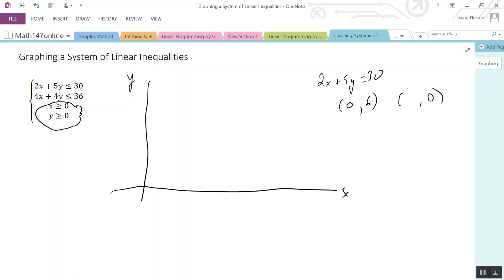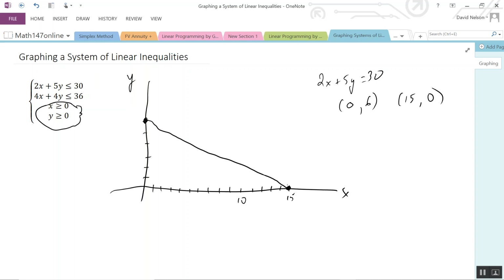And if I do a similar thing and find the x-intercept, if I put in 0 for y, oops, that's the x-intercept, x would work out to be 15. And so this line is going to connect 6 on the y-axis and 15 on the x-axis. All right, so the line 2x plus 5y equals 30 connects those 2 points. Kind of a rough sketch there, that's okay for what I need.